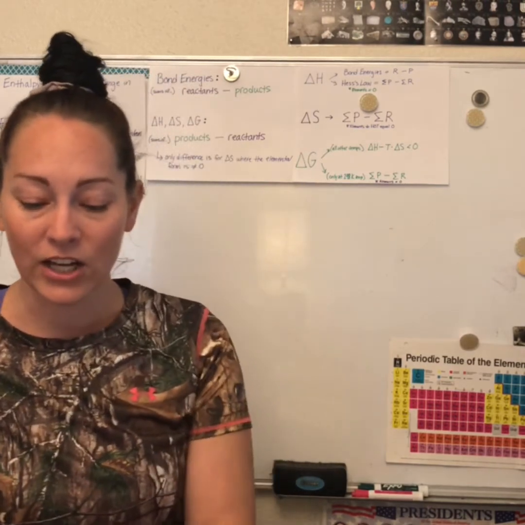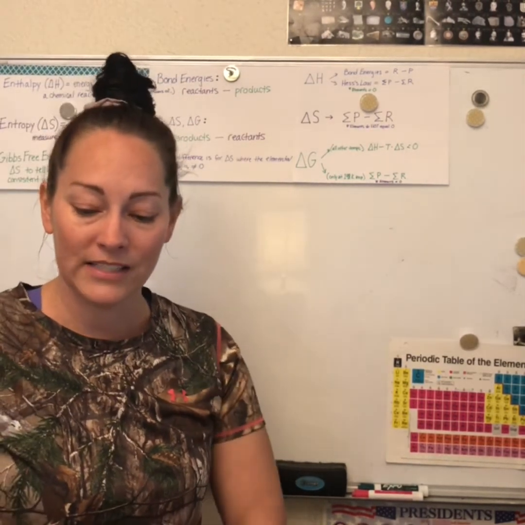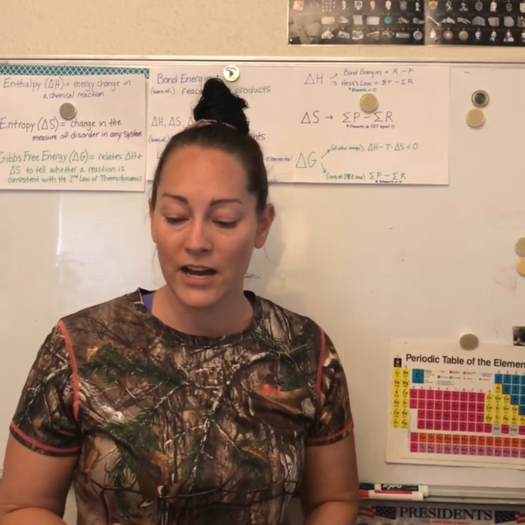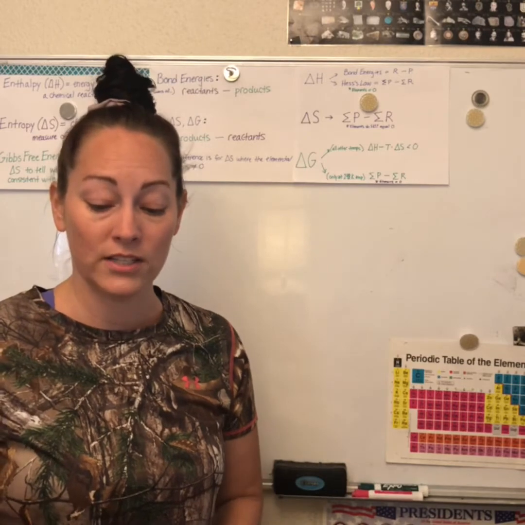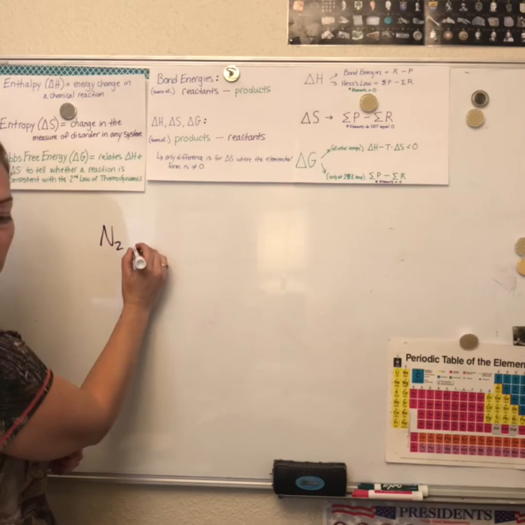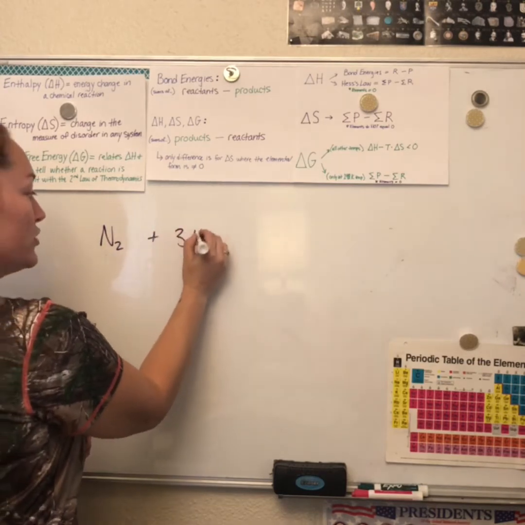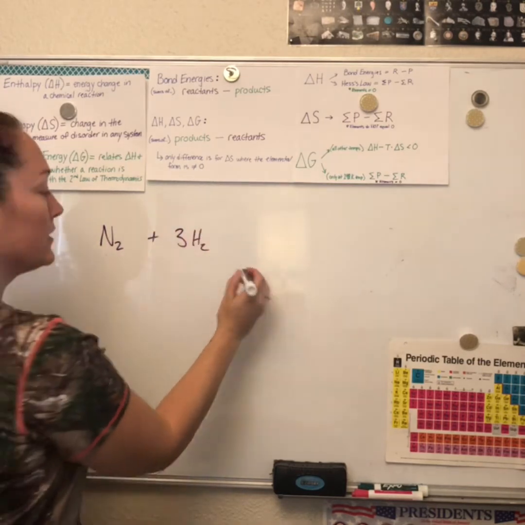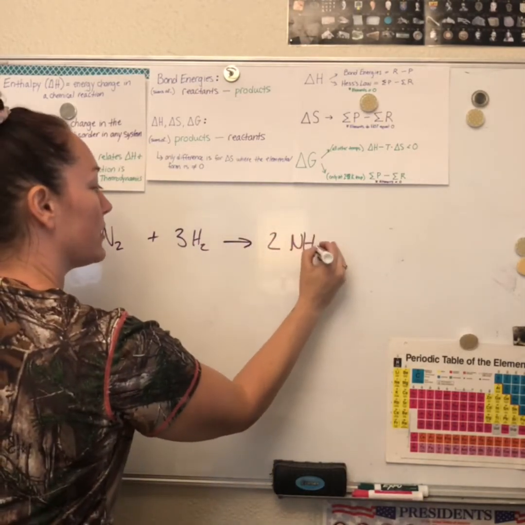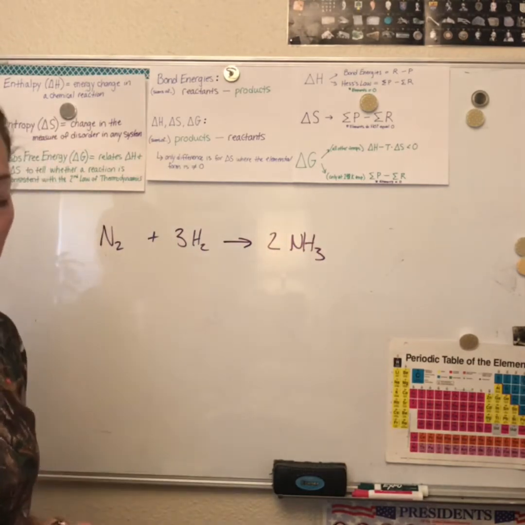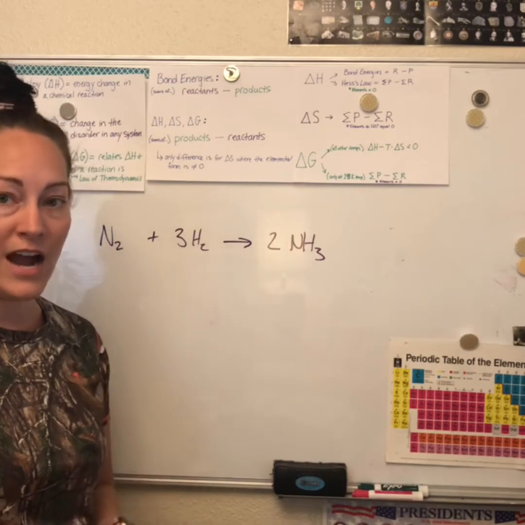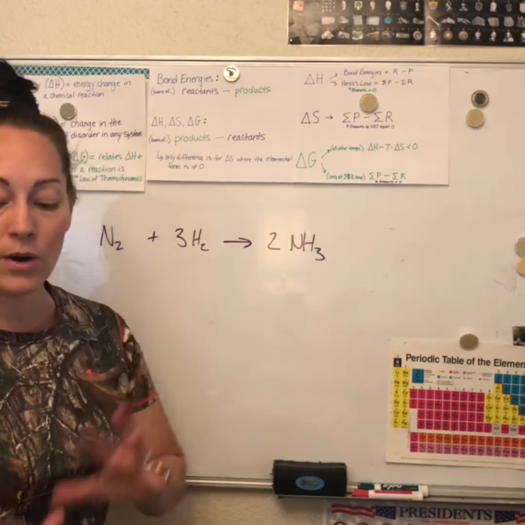So let's take a look at the first example, 13.2, for this. It says, to make ammonia, nitrogen and hydrogen are reacted at high temperatures according to this equation. And then they give you this equation: N2 plus 3H2 gets me 2NH3. So this is the equation they give me. And then they say, what is the delta H, or the enthalpy, of this reaction? Is it endothermic or exothermic?